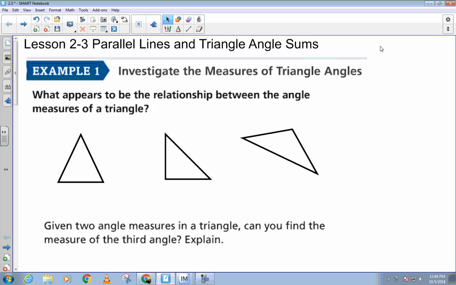I want you to take a triangle off the table. So everybody should have a triangle. We've got right, we've got acute, we've got obtuse. Okay? I want you to look at those, and I want you to think about what the relationship between the angle measures of the triangle might be. Think about those for just a second.